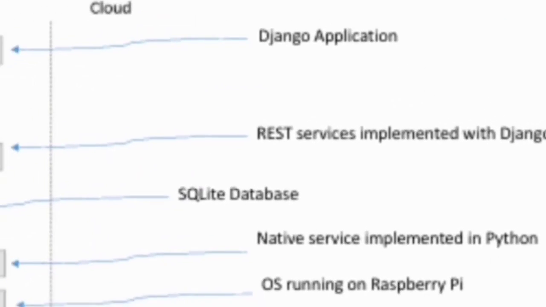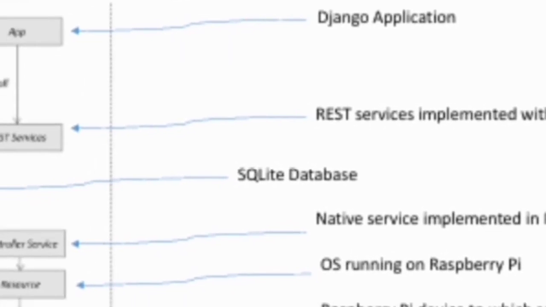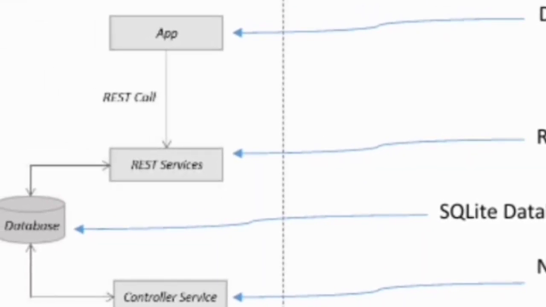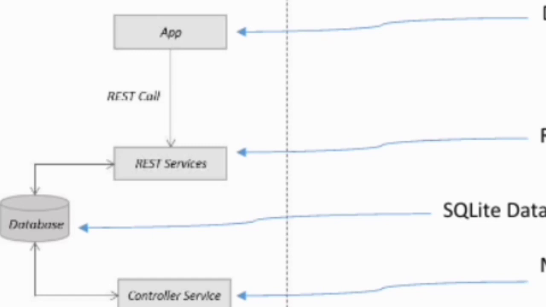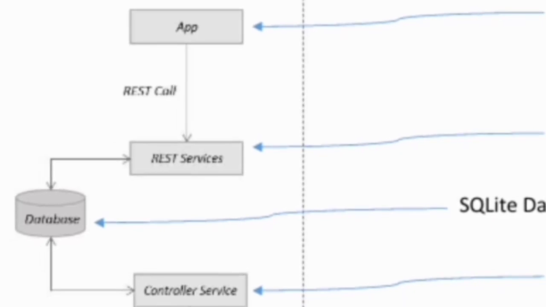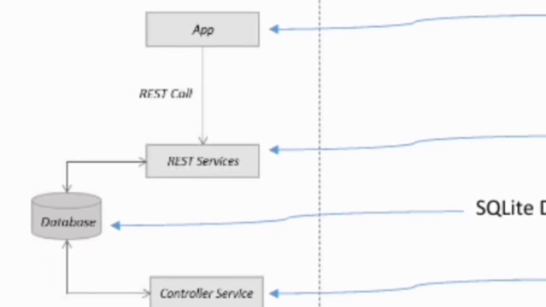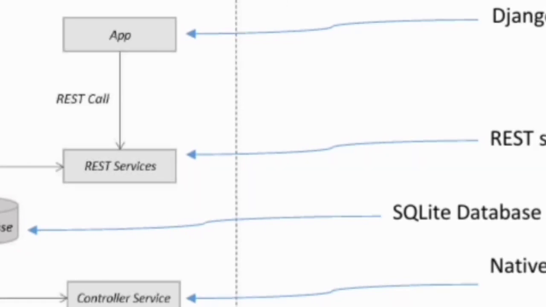The last slide: finally, integrate the system, set up the device, deploy and run the REST and native services, deploy and run the application, set up the database. This is the diagrammatic presentation. It is the home automation case study.